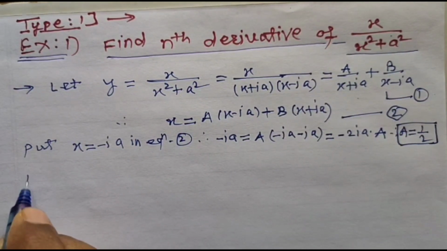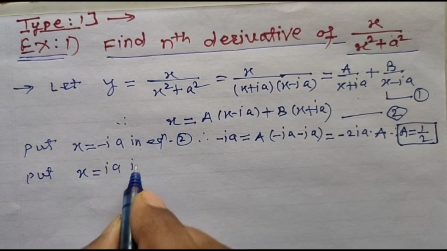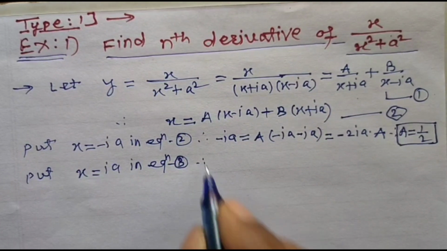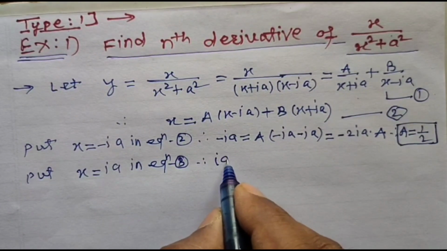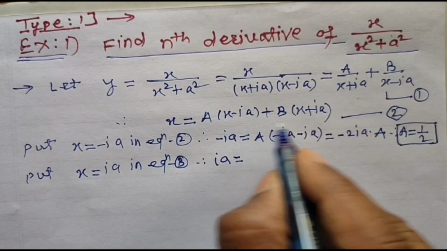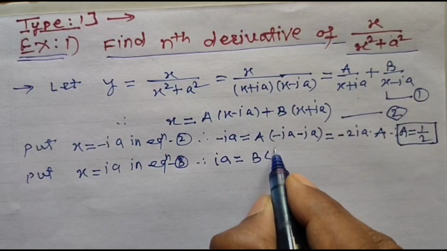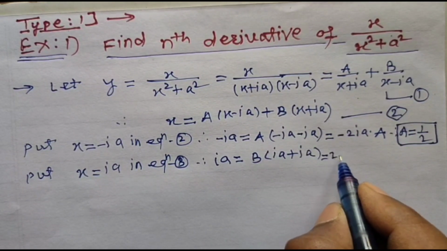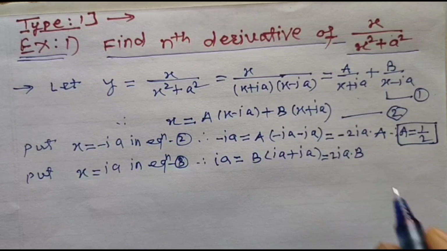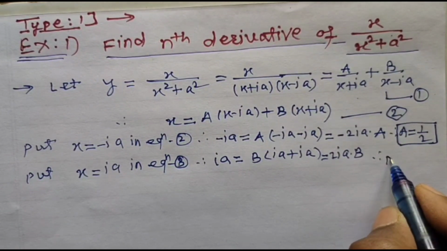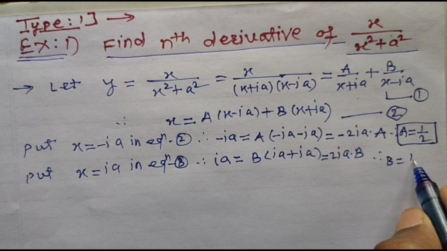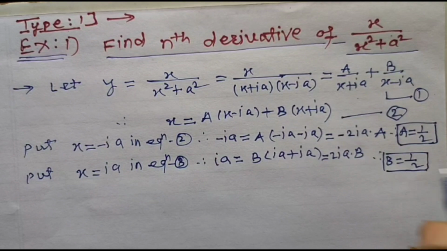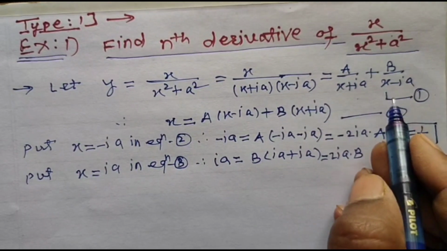Similar to this, put x is equal to ia in equation 2 to get the value of the arbitrary constant B. Hence, x replaced by ia is equal to, this will become 0, B into ia plus ia, that is 2ia. This is equal to 2ia into B. Hence, B is also equal to 1 upon 2. We have obtained the values of both the arbitrary constants A and B. Now put these two values in equation 1.